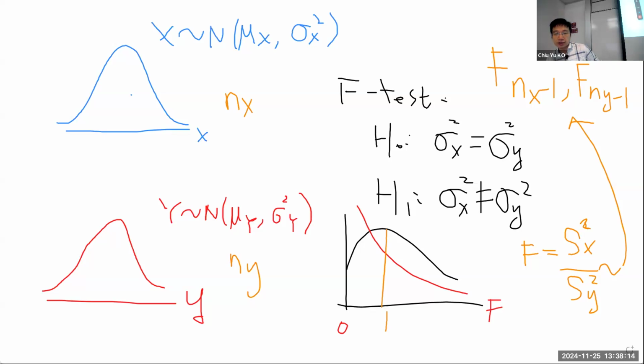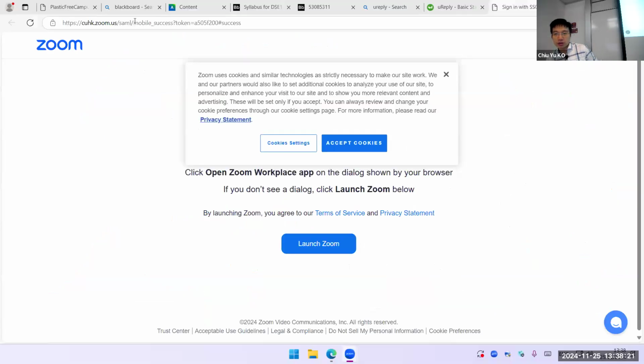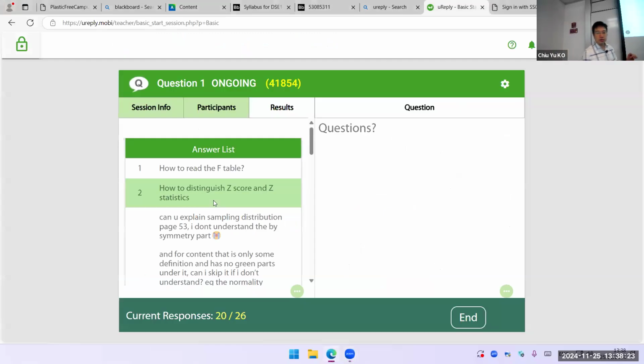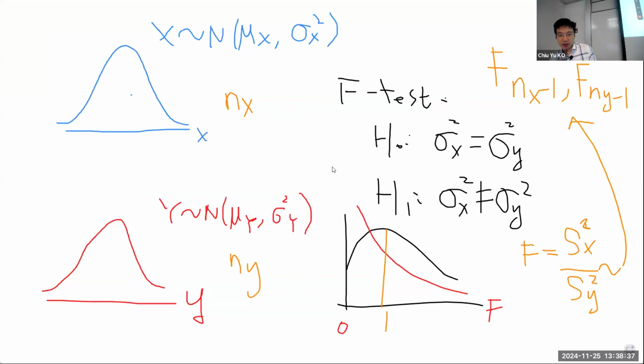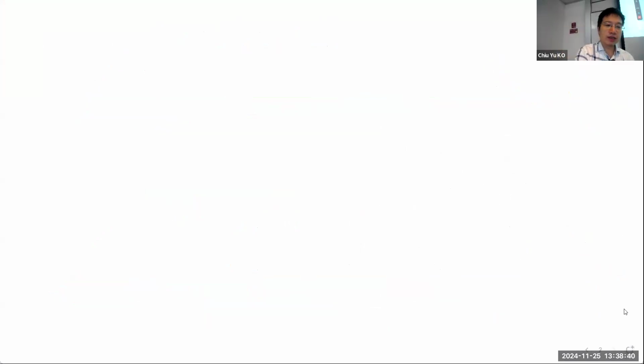So let's see what is the next question in our list. We have the question about what's the F test, and how to distinguish Z-score and Z-test statistics. So what is that? Let me have a picture there. The next question is Z-score and Z-statistics.